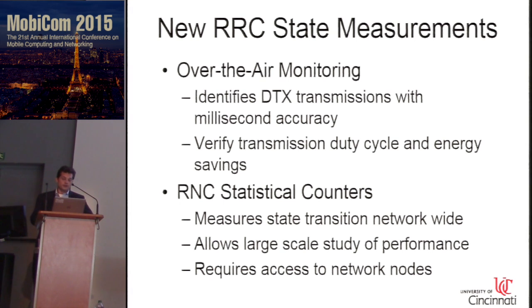So in order to study this, we used over-the-air measurements to identify the RRC state transitions. The over-the-air measurements use an RF spectrum analyzer configured in zero span mode, which will measure the amplitude of the transmitted RF signal and gives us a picture of the RF envelope. Over-the-air measurements identify the DTX mode with millisecond accuracy. The DTX duty cycle and energy savings are then clearly measured.